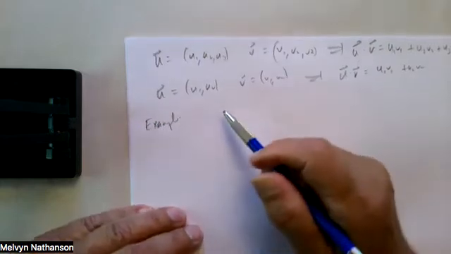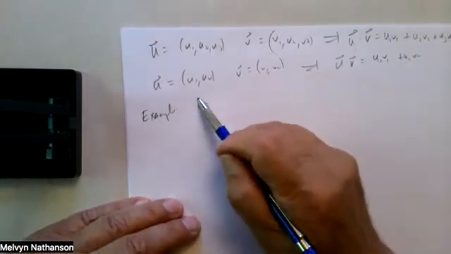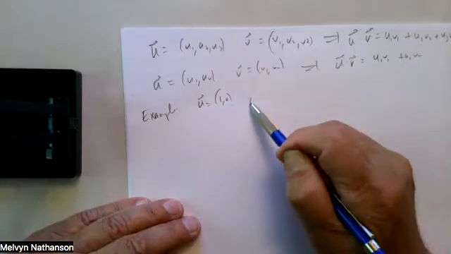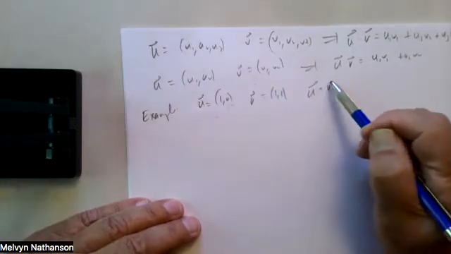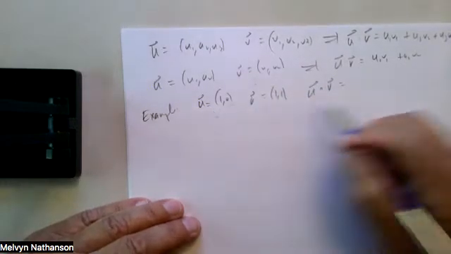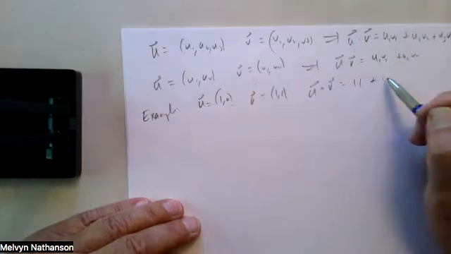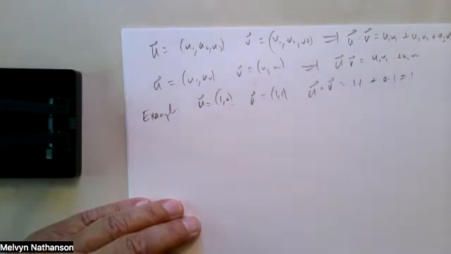So for example, if u is the vector (1, 0), and v is the vector (1, 1), then the dot product is 1 times 1 plus 0 times 1, which is 1.